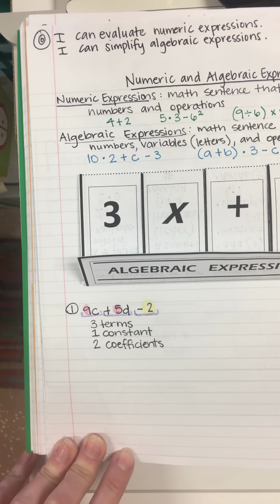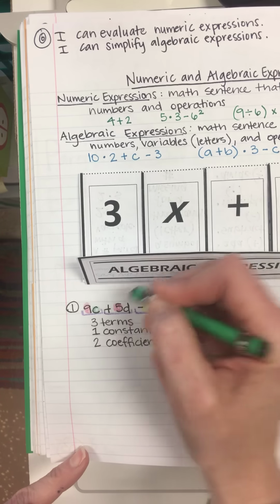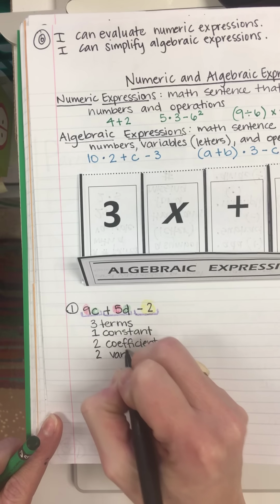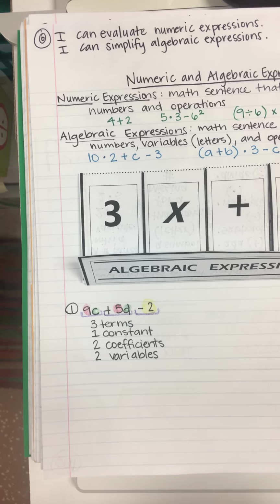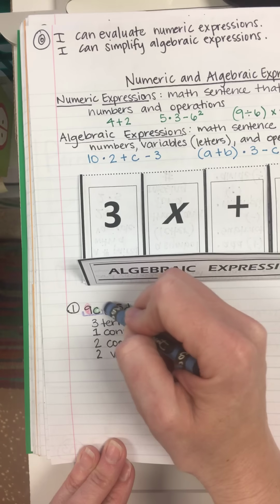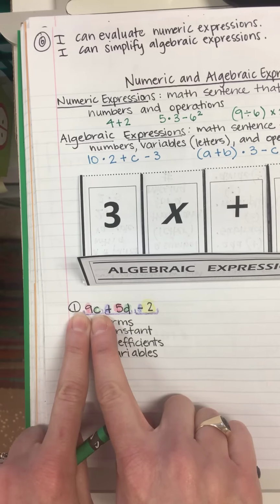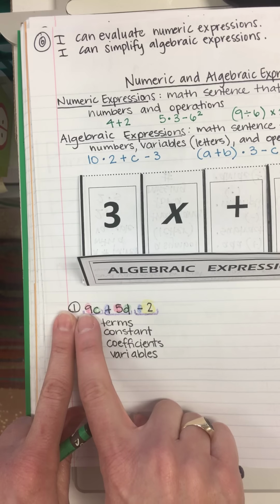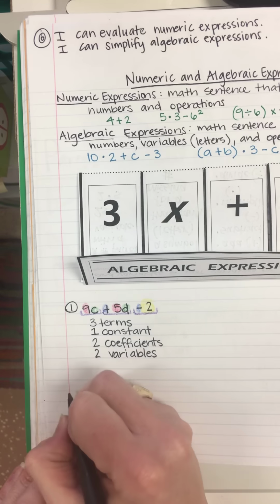It's up to you. Now, I also see there are some variables. So I see a C and I see a D. So there are 2 variables. And then if you want to go through the operations, you can. There's an obvious plus symbol and a subtraction symbol. Don't forget, though, that there is multiplication. It's not the multiplication symbol. It's just there because this is what we're doing. We're doing 9 times C and 5 times D. So there are some operations in there as well.